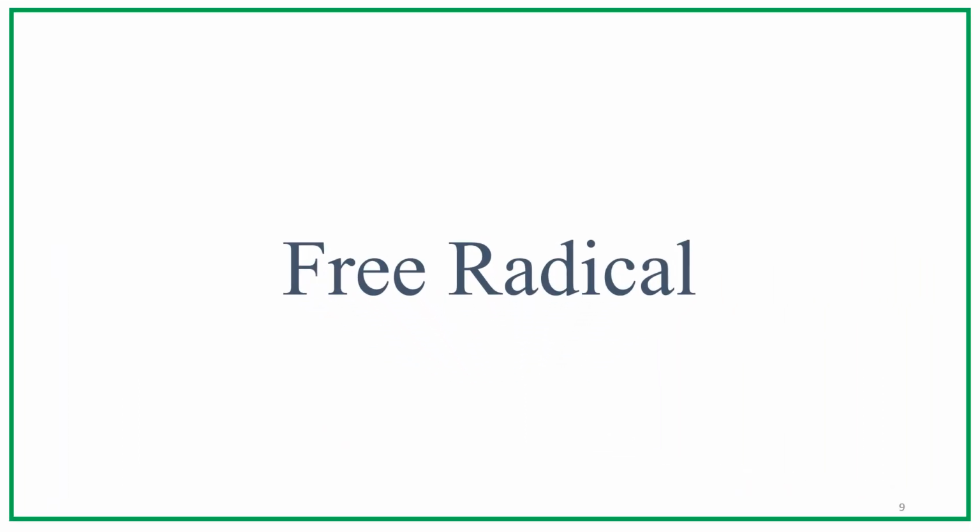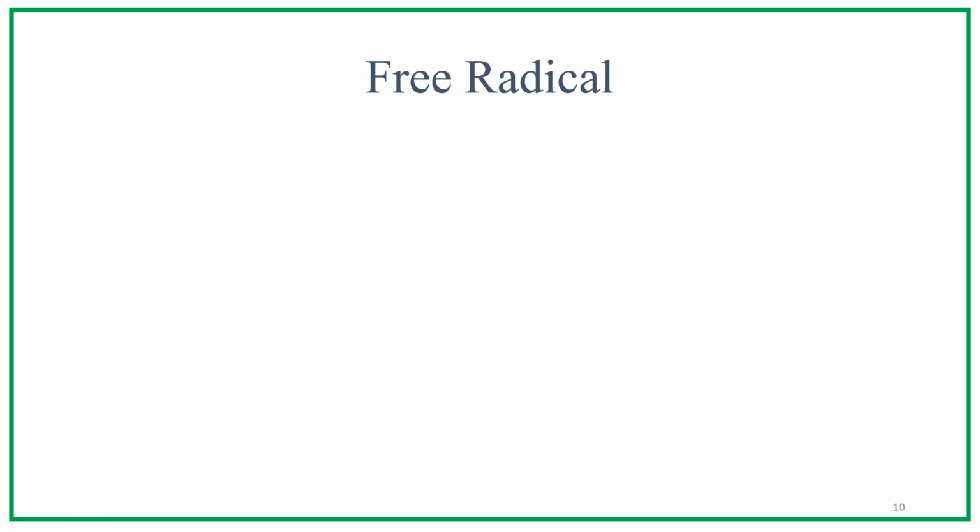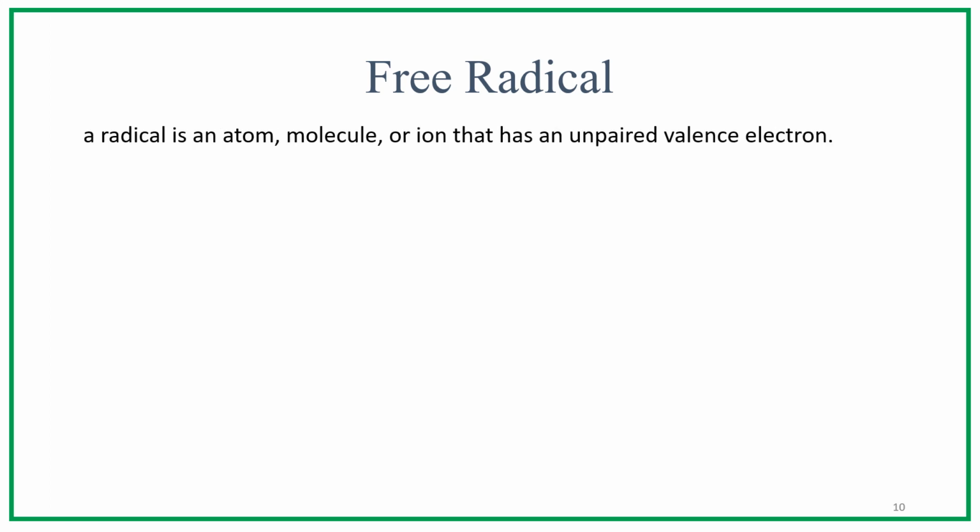The next important chemical species is called a free radical. So let's study what this is. A free radical is an atom, molecule, or ion that has unpaired valence electrons. Unpaired valence electron means single electrons. The meaning of radical is active, reactive, and somewhat progressive, even revolutionary.